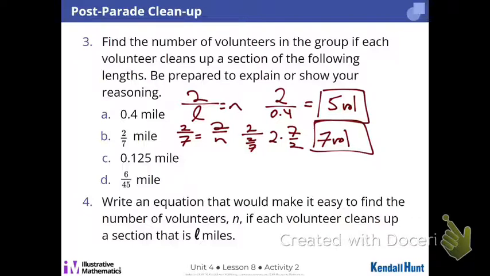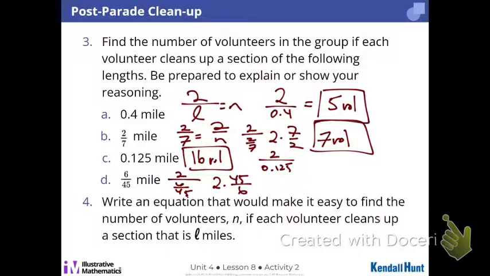I got 16. I did 2 divided by 0.125. Cool. And then 6/45. Now I want to show you how to do some of this here, okay? 6 divided by 45. And if you divided 2 by that, I've got to rewrite that. 2 divided by 6/45. Are you guys good with that being the same thing as 2 times 45/6? You multiply by the reciprocal, and then I can cross simplify here.